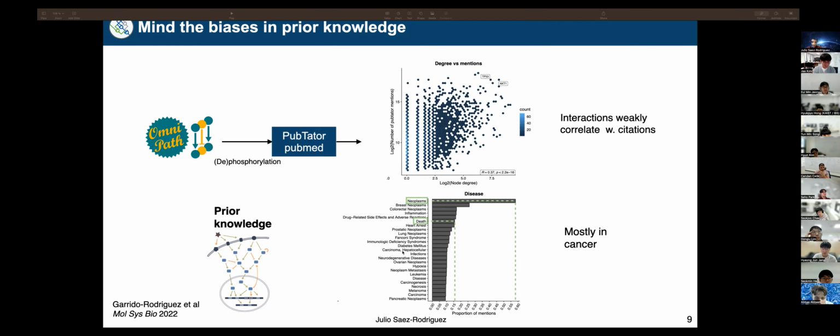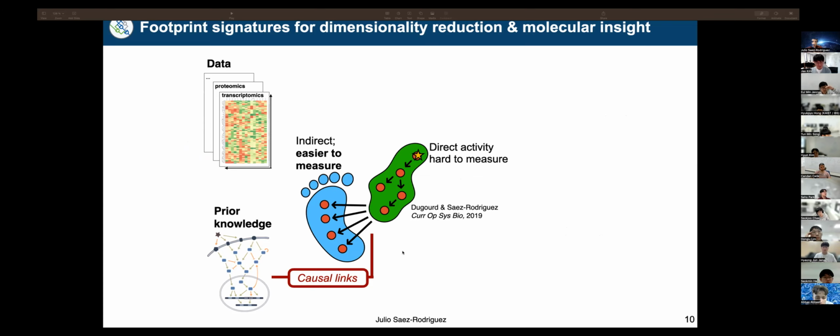Okay. Keeping that in mind, we nevertheless think prior knowledge can be pretty helpful. One way that we think about this is that we can use prior knowledge to extract information about key processes of interest from the footprint on omics data. The idea is the following. Many times you want to measure the activity of key molecular processes, for example, transcription factors. But it is hard experimentally to measure the activity of transcription factors with high coverage and throughput. But we have omics data, like transcriptomics, and if we know how my process of interest, let's say a transcription factor, activates or affects the transcription of specific genes, and this is what I can get from causal links from prior knowledge, I can estimate the former from the latter.